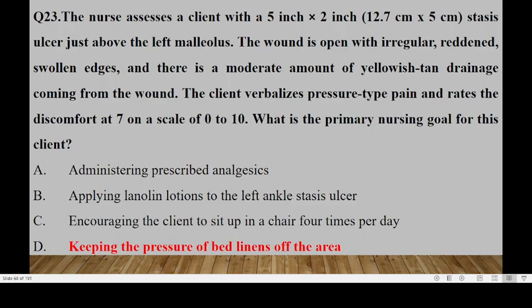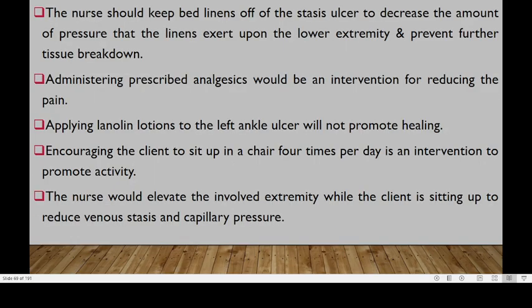You need to keep the pressure of the bed linen off the area. The nurse should keep linens off the stasis ulcer to decrease the amount of pressure that the linens exert upon the lower extremity and prevent further tissue injury. Administering prescribed analgesics will be an intervention for reducing the pain.